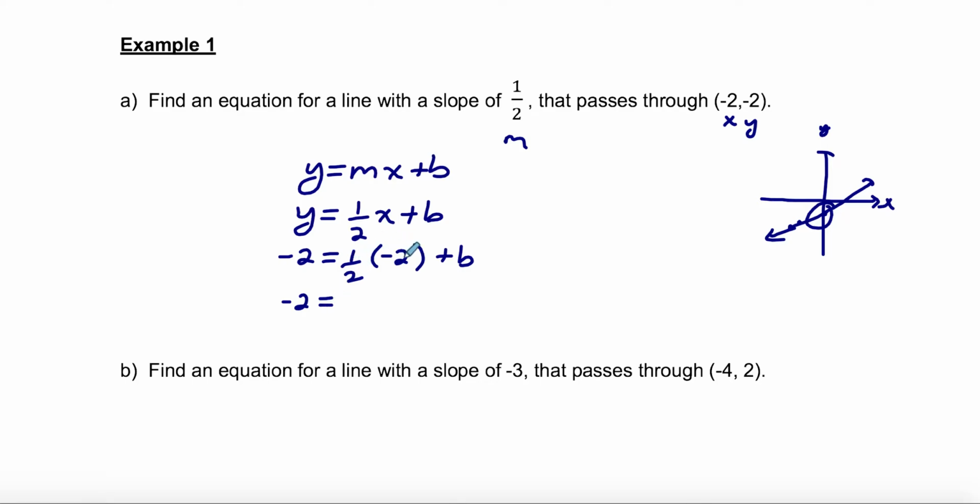Remember, a fraction times a number here, we would multiply the numerators, so that's -2/2, that's -1. I want to get the b alone, so I'm going to move the -1 to the other side, so that's -2 plus 1. So I get -1 for b. So I found the b. I used this point to find the b.